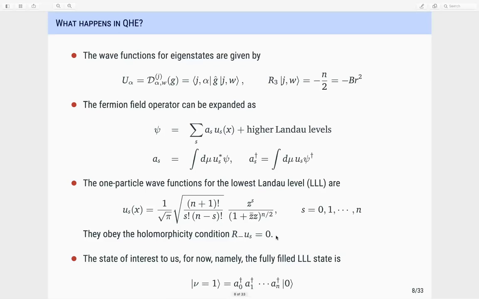So what is the state we are interested in, the multi-particle state? We want to look at the fully filled Landau level, which means the state of interest is, I start with a vacuum, I put in a creation operator for every one of these states. That's a fully filled lowest Landau level, nu equal to 1. So this is the state that we are looking at.